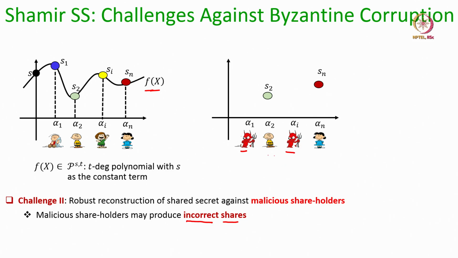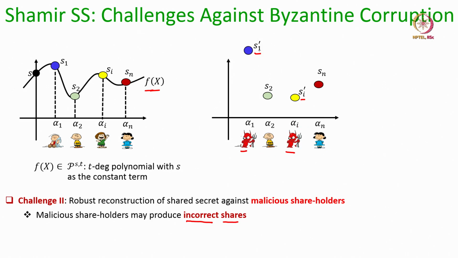But P1 gets corrupt and Pi gets corrupt, and P1 produces an incorrect share S1 prime and Pi produces an incorrect share Si prime. Again, the honest parties in that group of t plus 1 parties will have absolutely no idea who the corrupt shareholders are. They will not know whether P1 and Pi are corrupt or not.